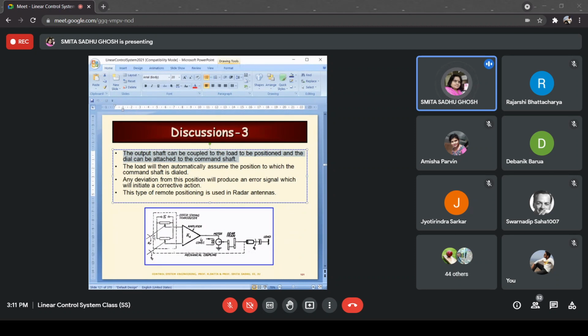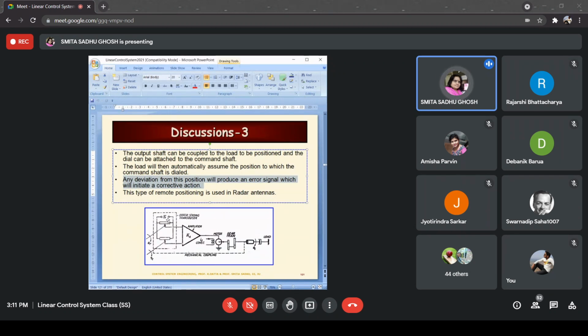Again, let us say we want it at 15 degrees, so the dial is then positioned at 15 degrees, and we see whether the output shaft is following, and so on. So the load will then automatically assume the position to which the command shaft is dialed, right? Any deviation from this position will produce an error signal which will initiate a corrective action. So as I told you, the moment there is a difference between theta c and theta r, there will be a corrective action which is going to keep on taking place.